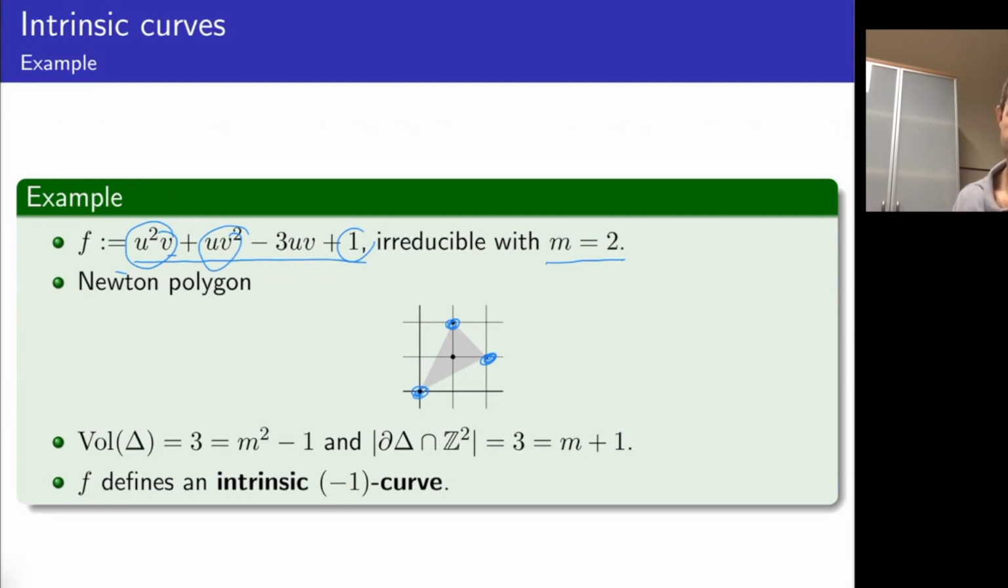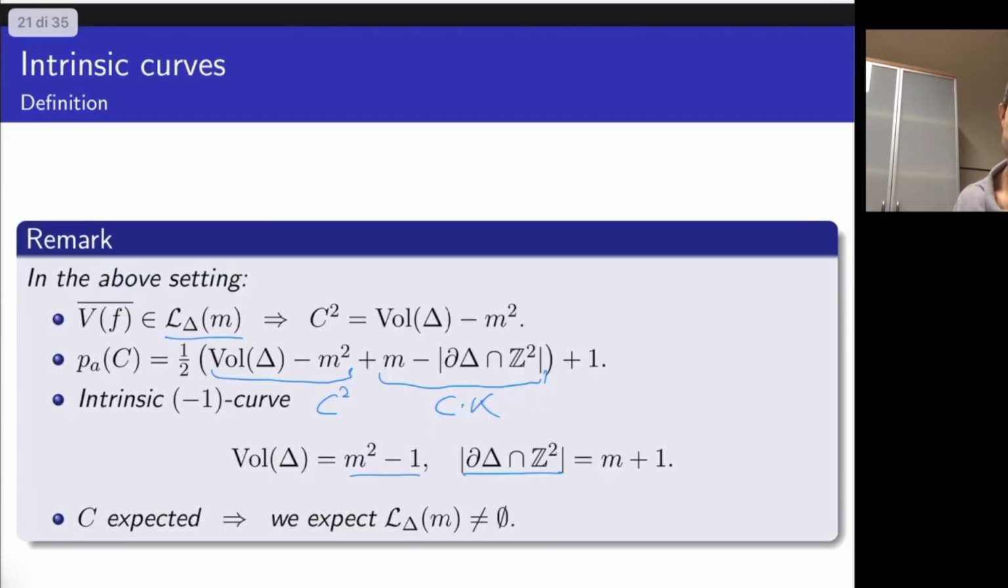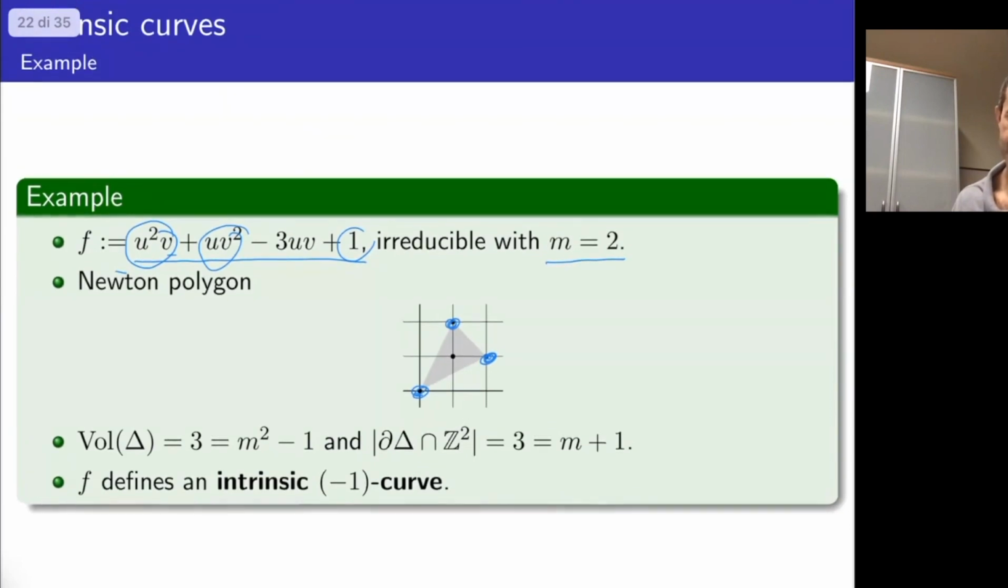And the number of integer points on the boundary is again 3. We have just the vertices on the boundary, which is m plus 1. So we are in this case, which means that f gives an example of an intrinsic minus 1 curve.